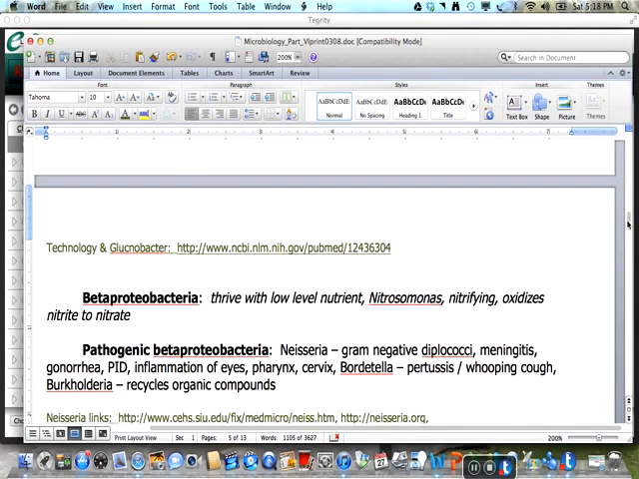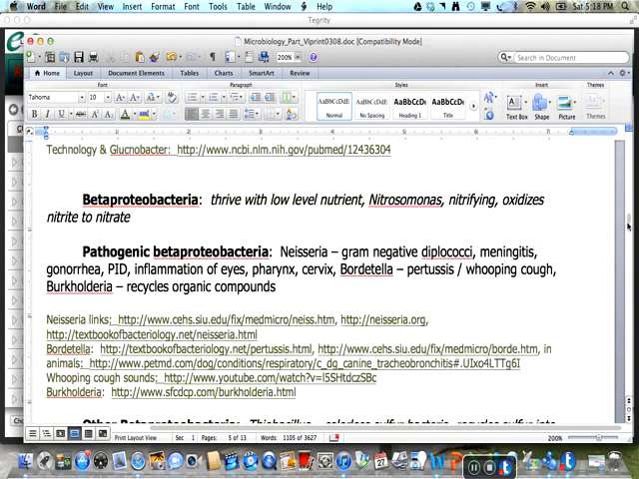The beta proteobacteria thrive in low nutrient levels. Nitrosomonas is a nitrifying organism that oxidizes nitrite to nitrate. The pathogenic beta proteobacteria include Neisseria, Bordetella, and Burkholderia. The Neisseria are gram-negative diplococci causing meningitis, gonorrhea, pelvic inflammatory disease, and inflammation of the eyes, pharynx, and cervix.